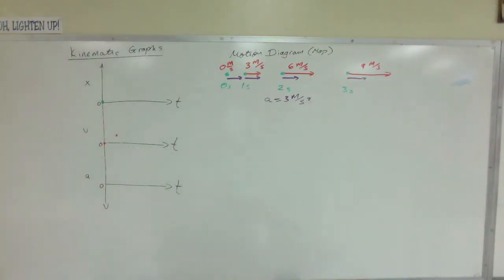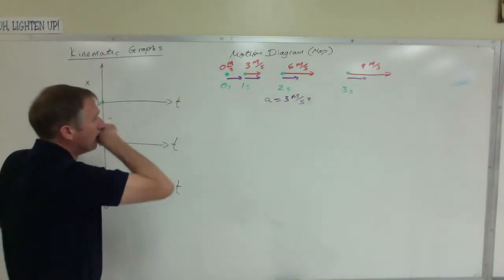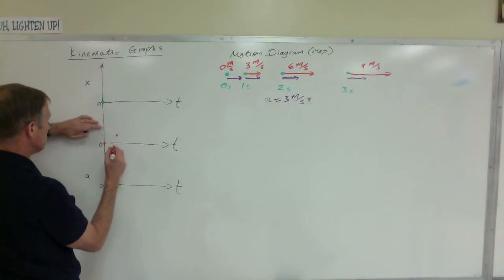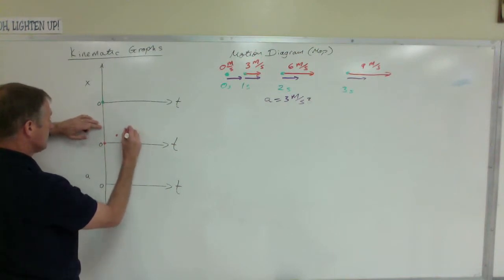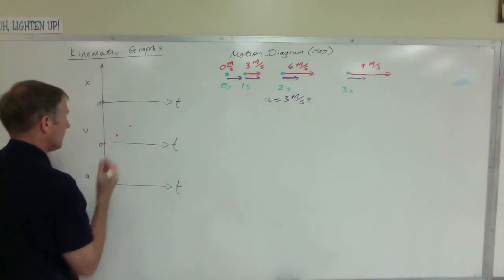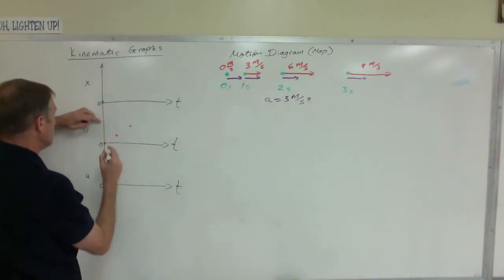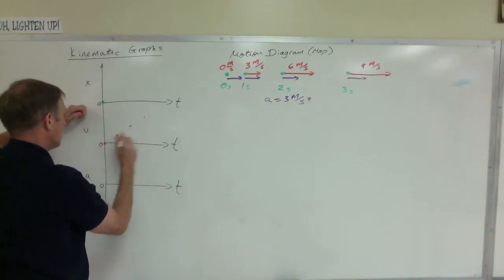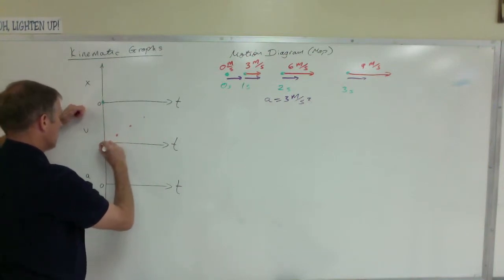At 2 seconds, it's traveling at 6 meters per second. Well, if that's 3, then that must be 6. Right around there. At 3 seconds, that would be somewhere about right there. That's up at 9, which would be somewhere around here. Okay, so that would be up like that. Notice that this is linear.